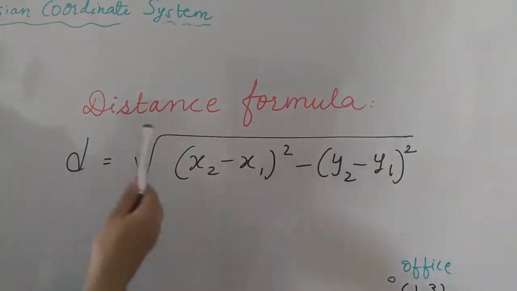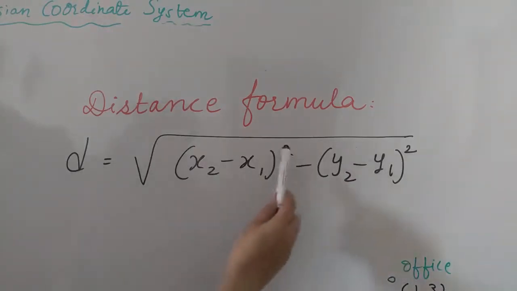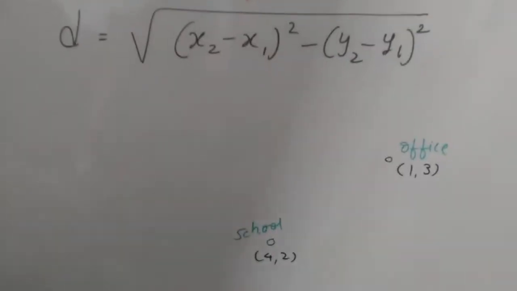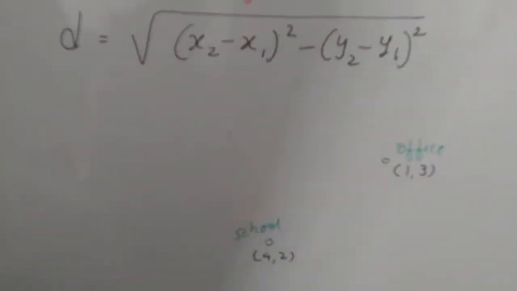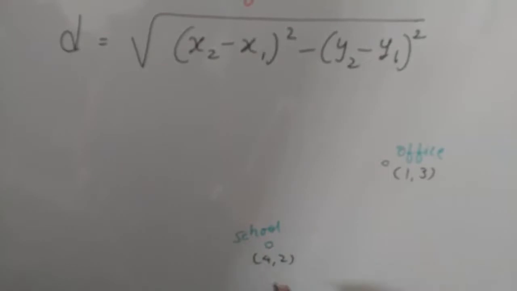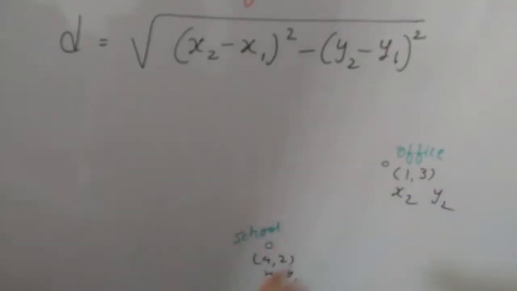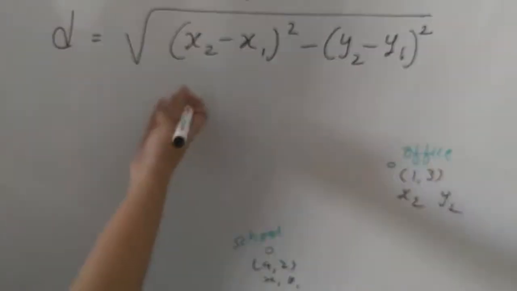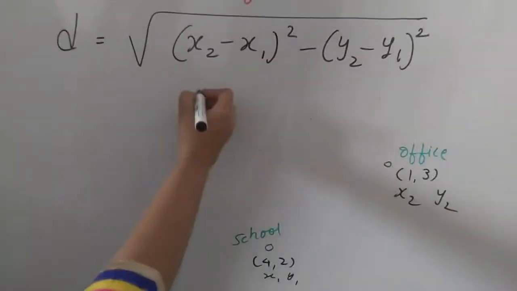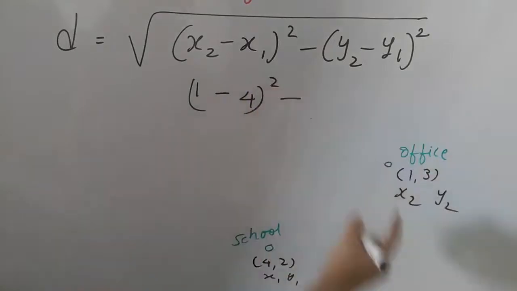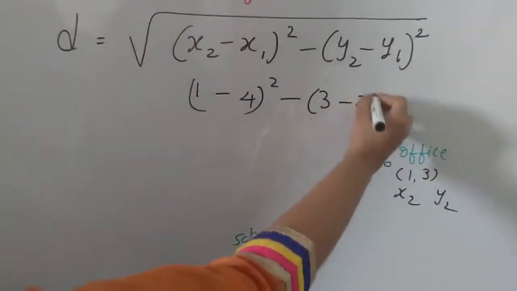D is equal to the square root of (x2 minus x1) whole square plus (y2 minus y1) whole square. Now I was explaining the example of the distance between the office and school. Here we are given two coordinates. Let one coordinate be (x1, y1) and the other be (x2, y2). Now if you want to find the distance between them, you can place them here. Suppose x2 is 1 and x1 is 4, and y2 is 3 and y1 is 2.